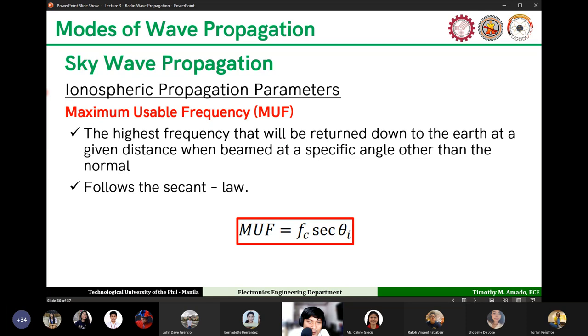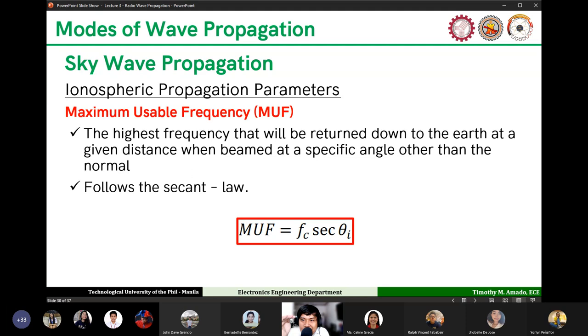Si maximum usable frequency, guys, is the frequency that will be returned down to the earth at a given distance when beamed at a specific angle. No? So, pag meron na tayong angle, which is the angle of incidence, nakaslant na siya, ano na yung maximum frequency na pwede? So, para malaman natin yun, guys, gagamitin nating baseline si critical frequency. So, ito yung formula niya. We have MUF equals FC secant theta. Okay, guys? Alright.